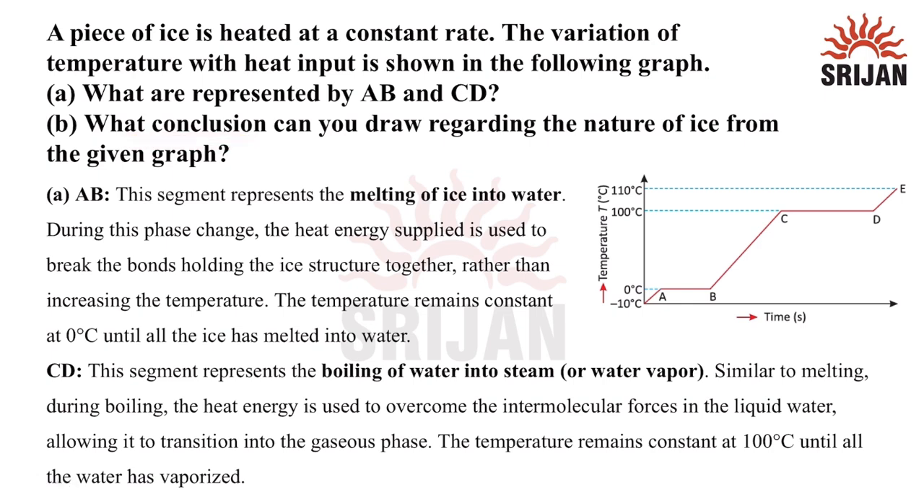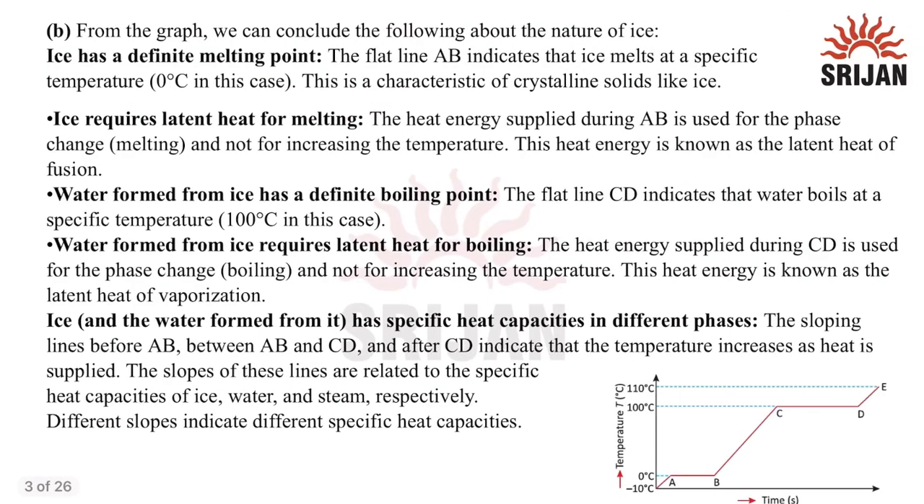What conclusions can you draw regarding the nature of ice from the given graph? Now, from this given graph, we can conclude that ice has a definite melting point of 0 degrees Celsius. In the case of pure ice, it is 0 degrees Celsius, and the flat line AB indicates that ice melts at a specific temperature, 0 degrees Celsius.